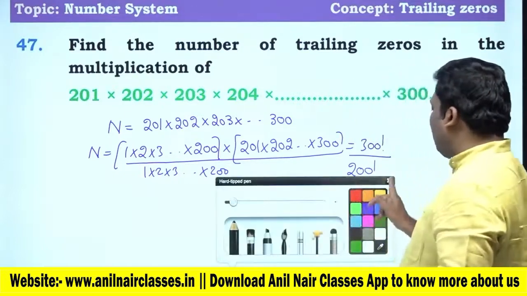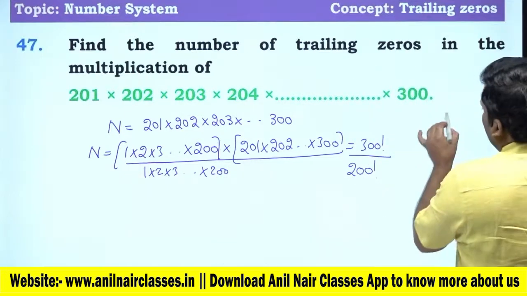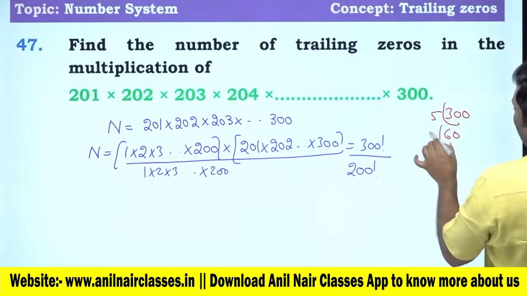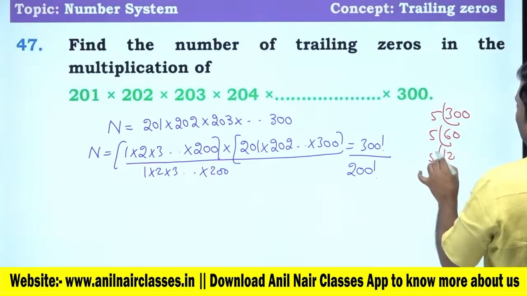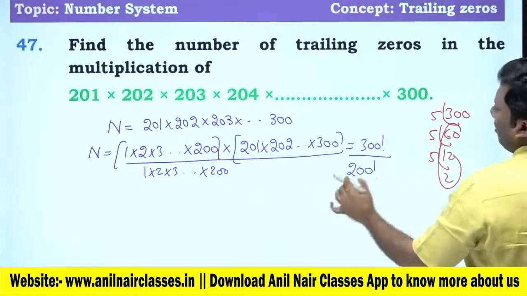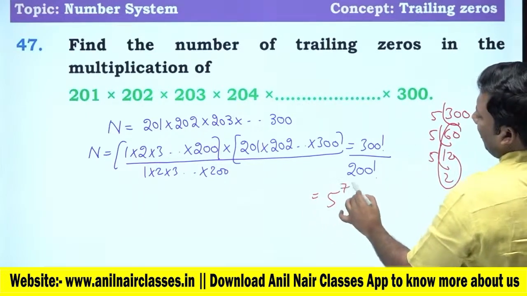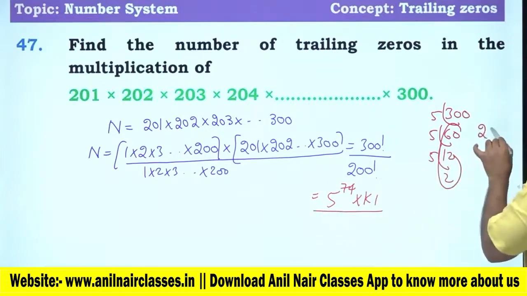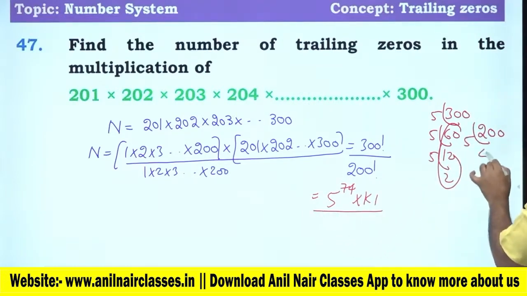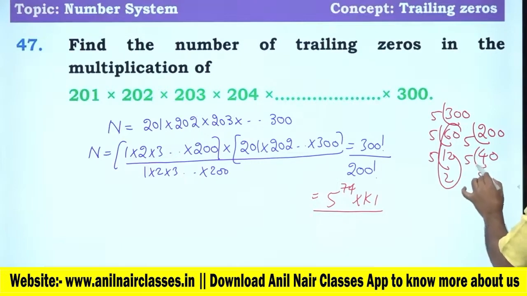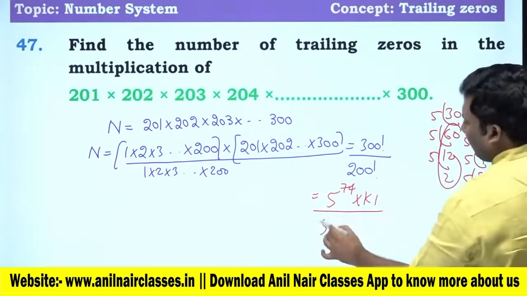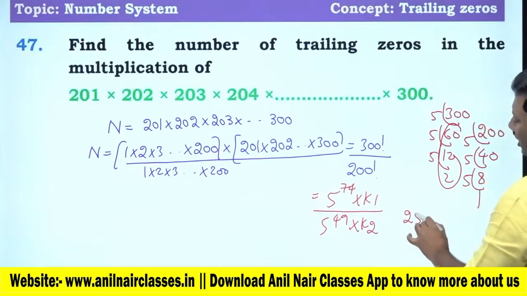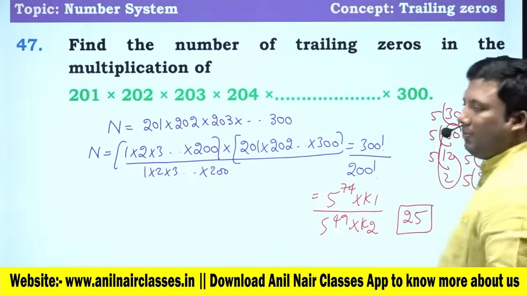For a factorial, the number of zeros at the end depends on the power of 5. So 5 sixties are, 5 twelves are, and 5 twos are 74. So the numerator is 5 power 74 into K1. In the denominator, 5 fortys are, 5 eights are, 5 ones are: 5 power 49 into K2. 74 minus 49. The answer will be 25.